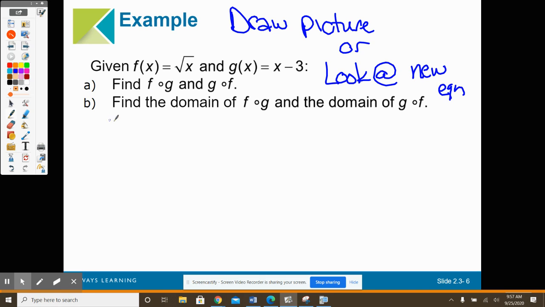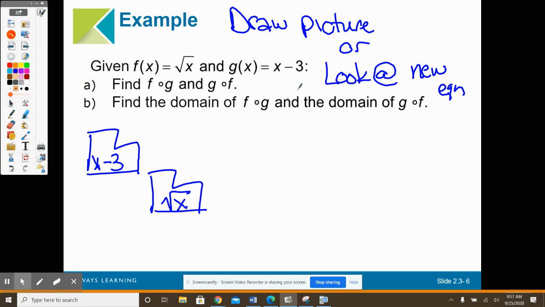So let's try this. F follows G. That means G happens first, which in this example is x minus 3, and then it goes into the square root of x. X minus 3 is not going to be the problem here. The problem is the square root of x. So when you think about plugging numbers into the machine, you have to say, will anything break this machine? And the answer is no. I can plug whatever I want in there. So this is not the problem.